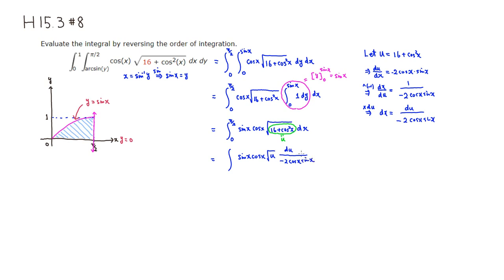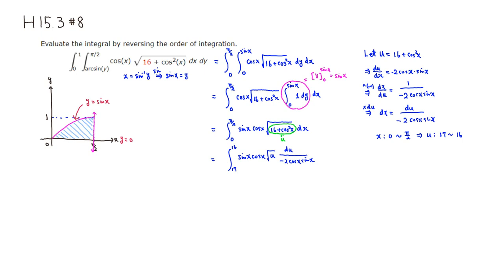And I have to do a lower bound and an upper bound. So originally, x is going from 0 to pi over 2, right? Then this means that u is going to go from, if I plug in 0, cosine of 0 is 1, so it's 17, and at pi over 2, cosine of pi over 2 is 0, so it's 16 plus 0, so it's 16. Right, so we're going from 17 to 16.